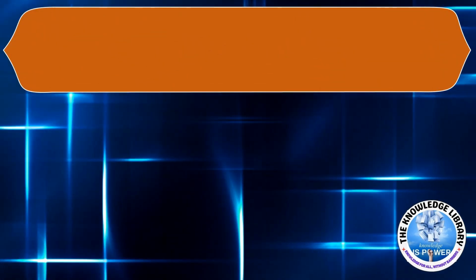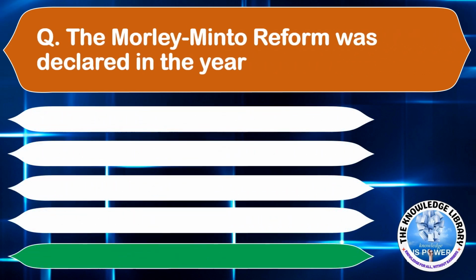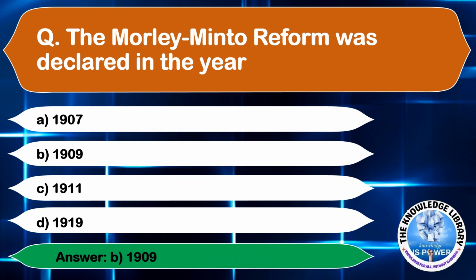the Morley Minto Reform was declared in the year? Option A 1907, option B 1909, option C 1911, and option D 1919. The correct answer is option B 1909. Moving on to the next question.